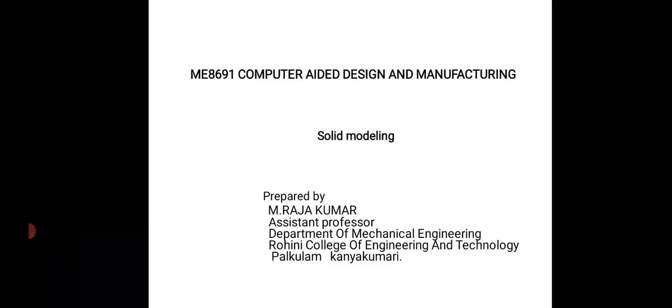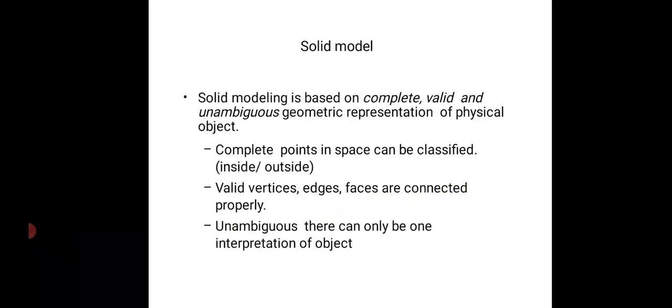Today in this video, I am going to explain solid modeling. It is one of the methods of geometrical modeling. There are three types of geometrical modeling. One is wireframe model, second one is surface modeling, third one is solid modeling. Here, recall the weakness of wireframe and surface modeling.